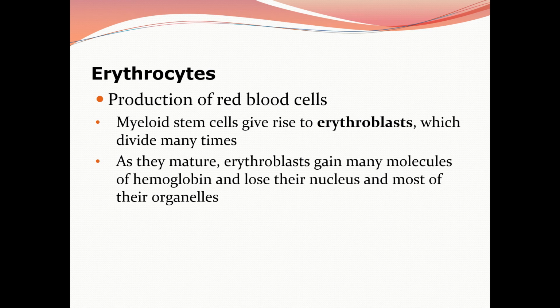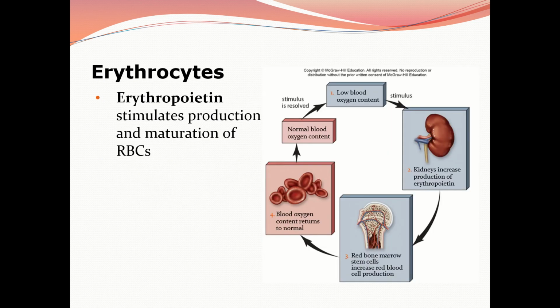Let's look at the production of red blood cells. Myeloid stem cells give rise to erythroblasts, which divide many times. As they mature, erythroblasts gain many molecules of hemoglobin and lose their nucleus and most of their organelles. Erythropoietin stimulates the production and maturation of erythrocytes.